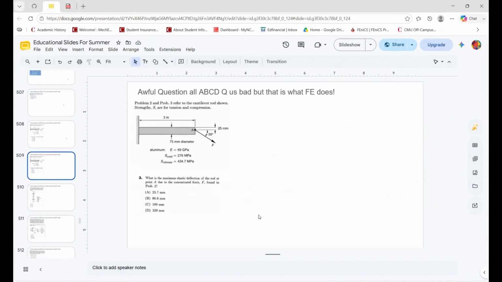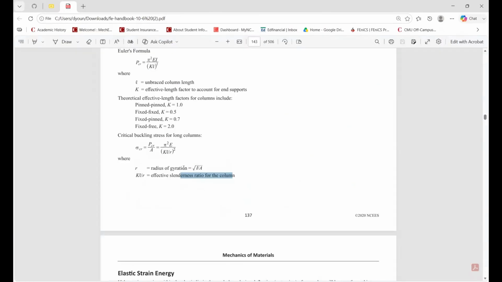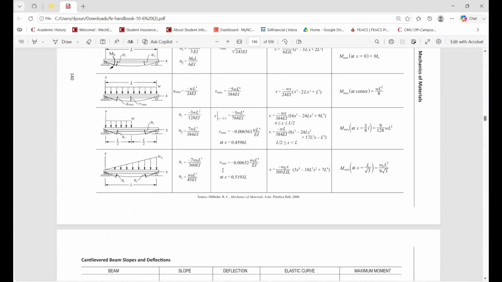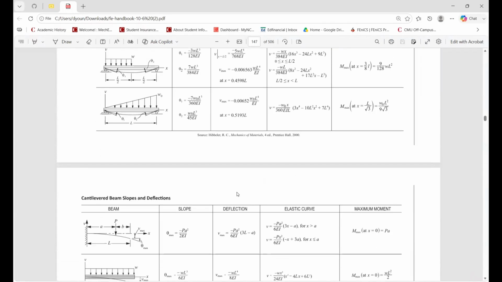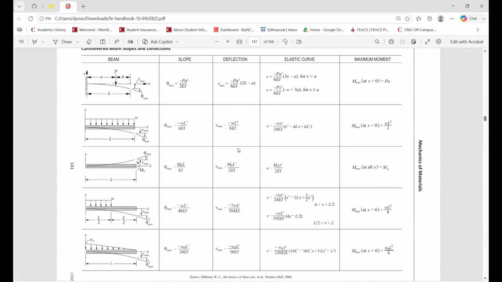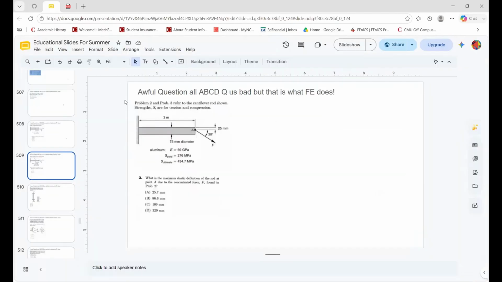What's the maximum elastic deformation of the rod at the point A due to the concentrated force of F? So F is over here. This is the deflection over here. Let's just go over here. There are two things over here that I need to actually care about. It's the same thing we always cared about. If you go down here, there is a point force at L, and there is a moment force at L.